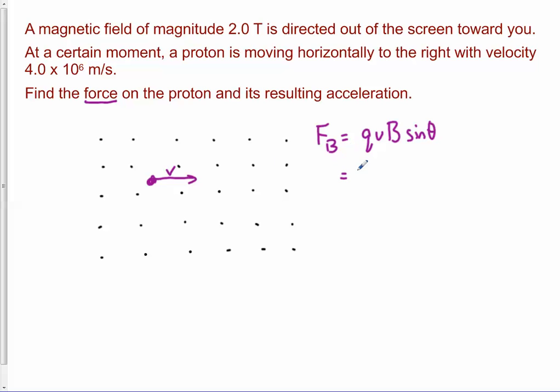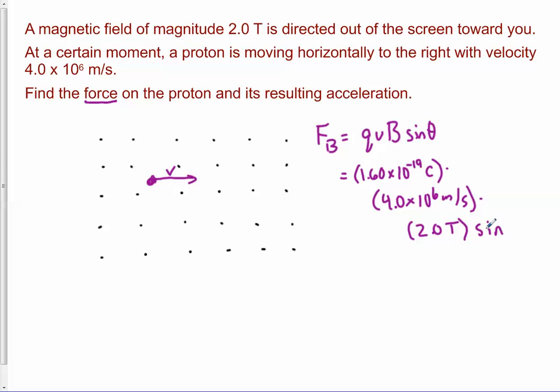Okay, so for a proton, that's our 1.60 times 10 to the minus 19 coulombs, positive, times our velocity, 4.0 times 10 to the 6th meters per second, times our magnetic field of 2 Tesla, times the sine of, now what's the angle? What's the angle between the v and the magnetic field? Well, the v is going to the right and the magnetic field is coming straight out. So that's actually a 90-degree angle. And the sine of 90 degrees is 1. So basically the sine factor is just going to be 1 here. Okay, so this ends up being 1.28 times 10 to the minus 12 newtons. That'll be the strength of the force that this proton feels.